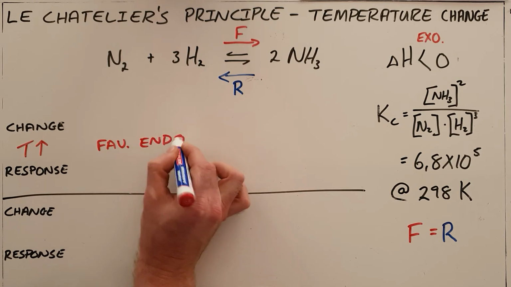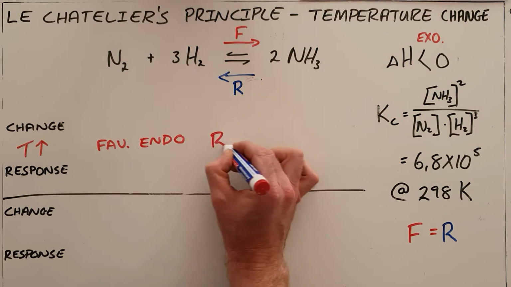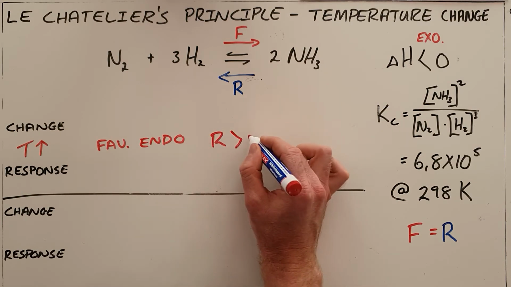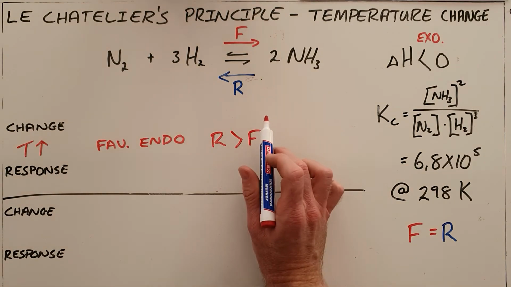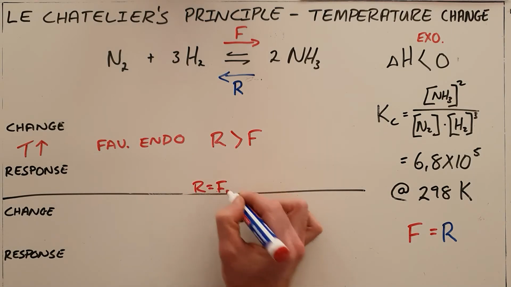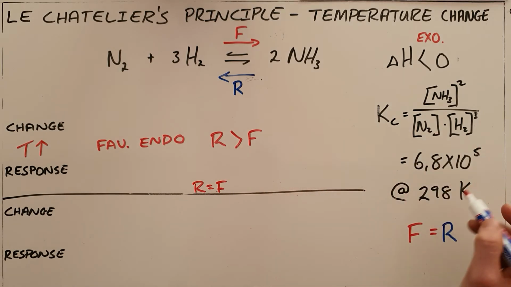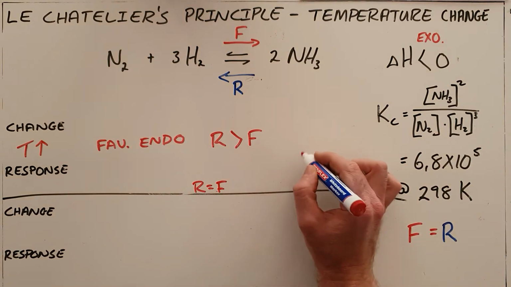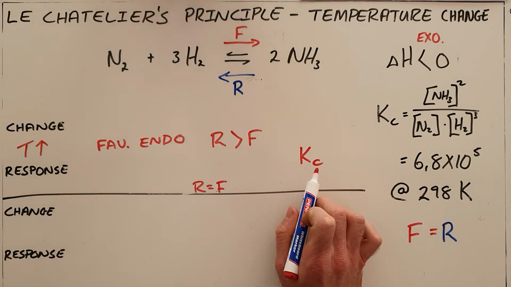And as we can see here, the endothermic is the reverse reaction, which means that temporarily the rate of the reverse reaction is going to be greater than the rate of the forward reaction, once again until equilibrium is re-established, where the rate of the forward is equal to the rate of the reverse reaction. Note though that a temperature change does mean that your value of Kc will change.